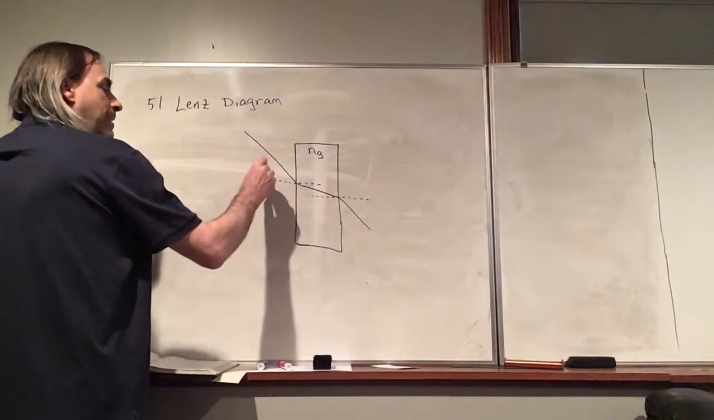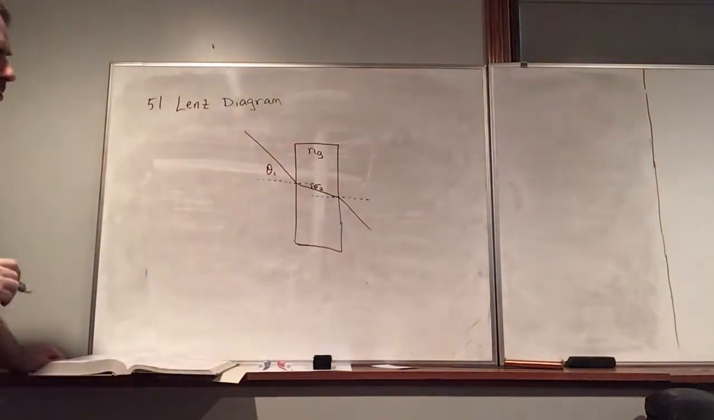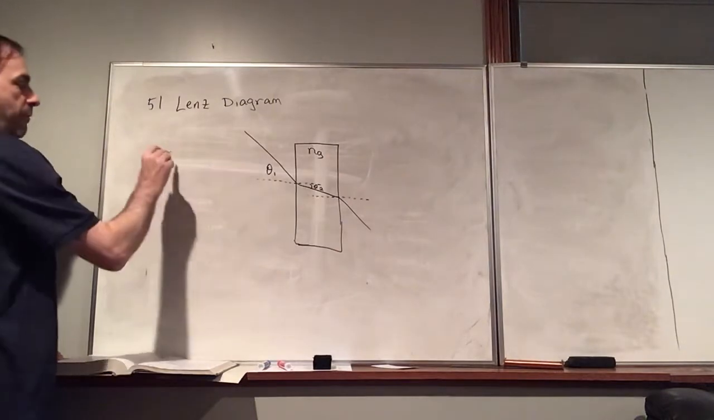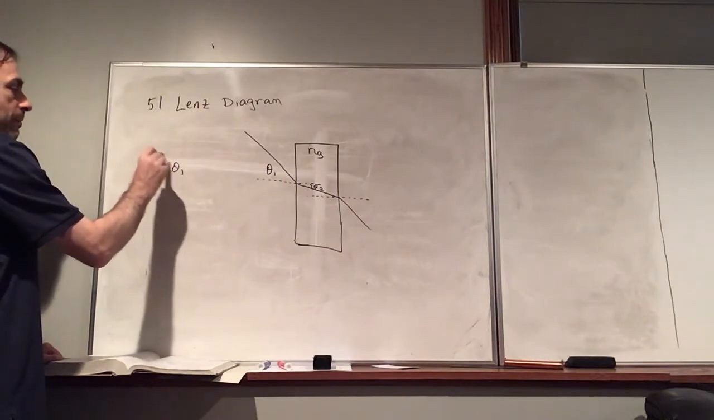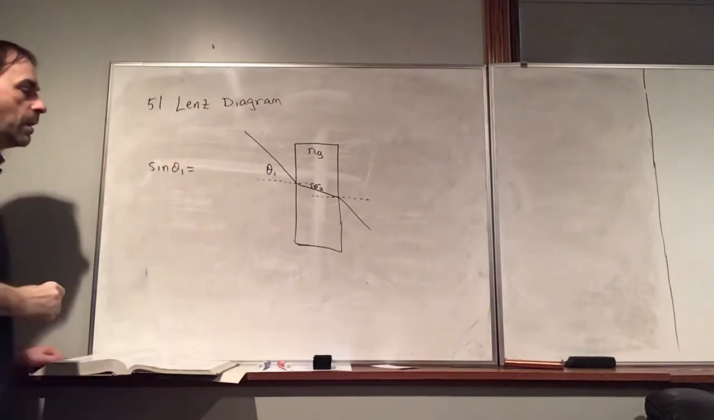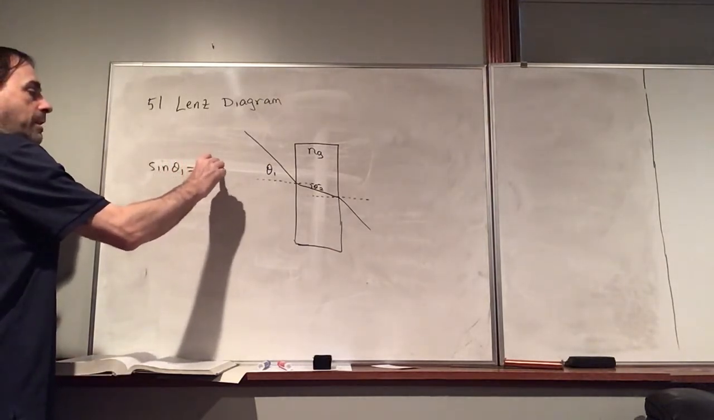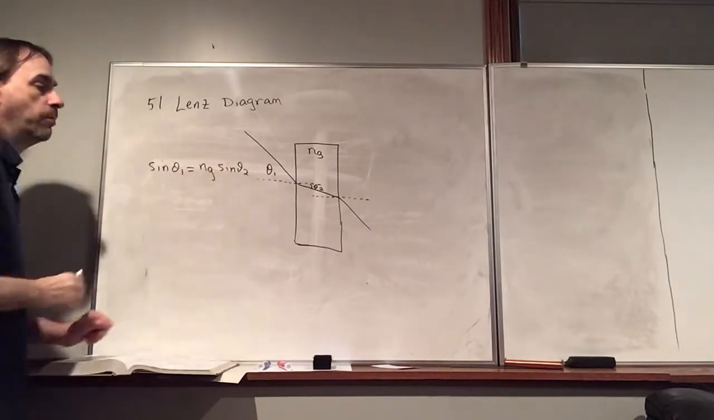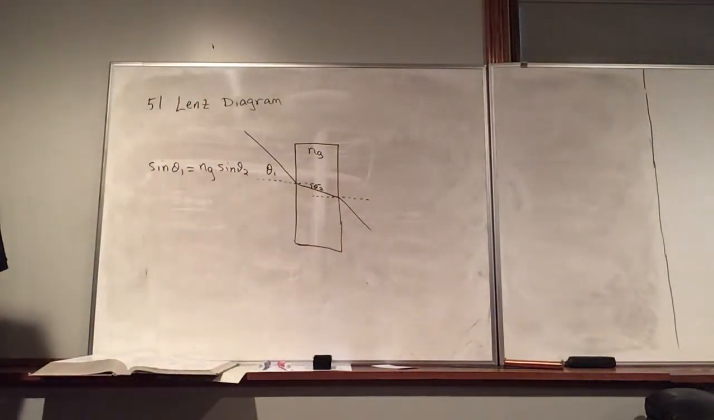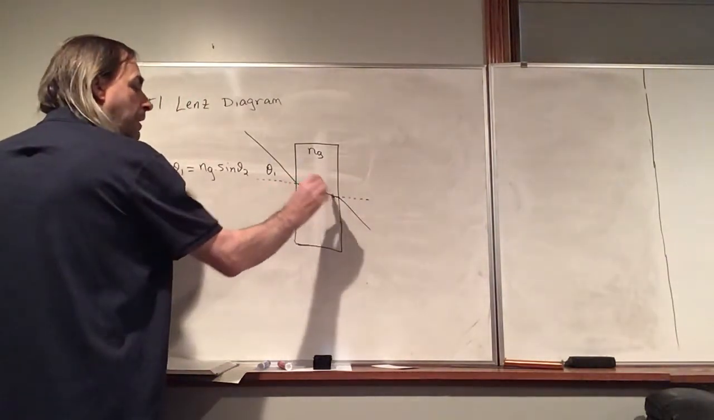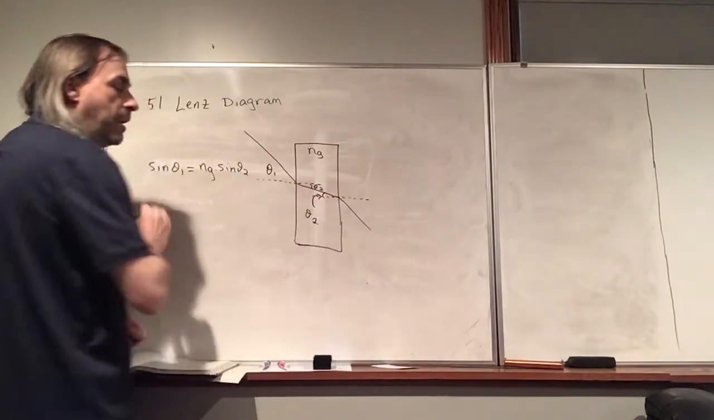To show that, let's say this is theta 1, and this angle is theta 2. Applying Snell's law, we have n1, which is just 1, times sine of theta 1, and that would equal n_g times sine theta 2. Now again, this is a window. These two sides are parallel to each other, and that makes these two angles equal to each other. So this angle is also theta 2.